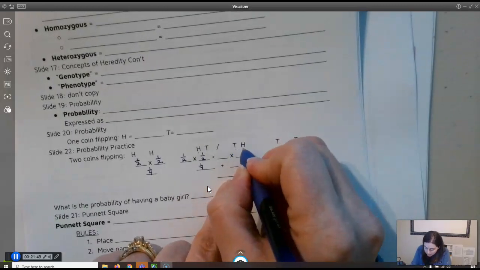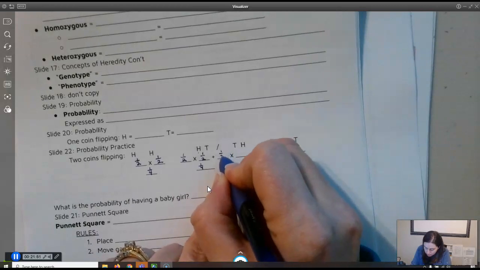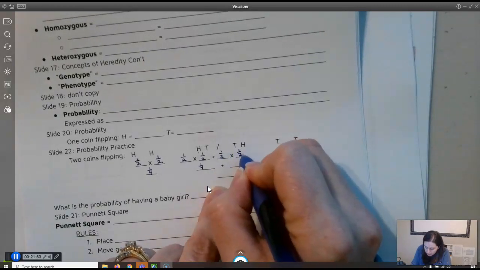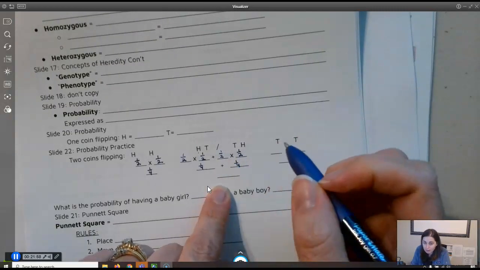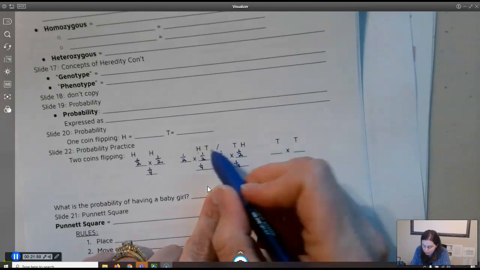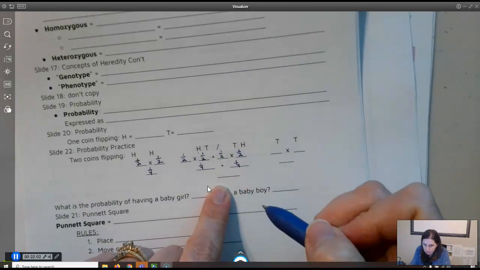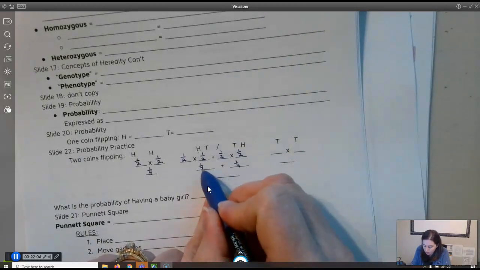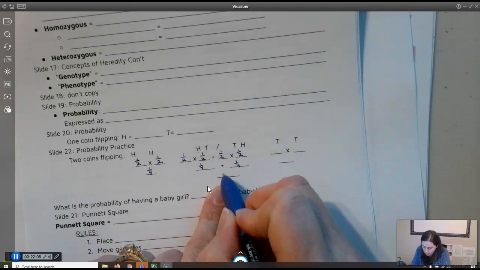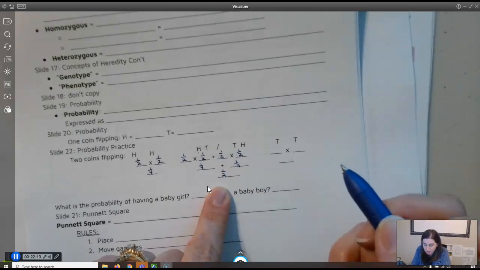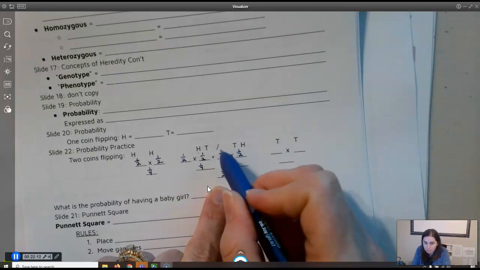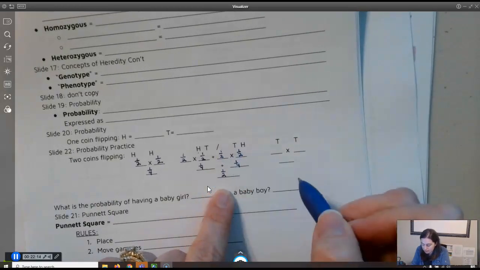Same on this side. Tails is 1/2, heads is 1/2. If you multiply those two together, you get 1/4. Now, what's the probability that you will have 1 heads and 1 tails? That turns out to be 1/4 plus 1/4, which is 1/2. Okay? So you have a 50% chance of having a hybrid in this case.